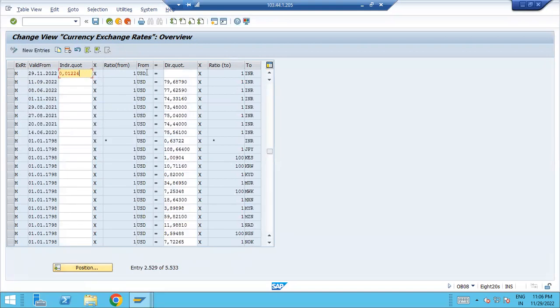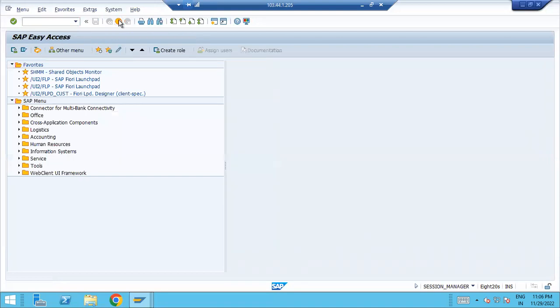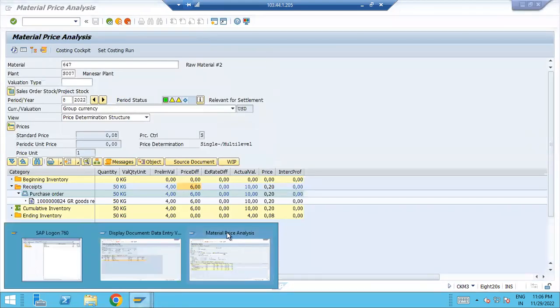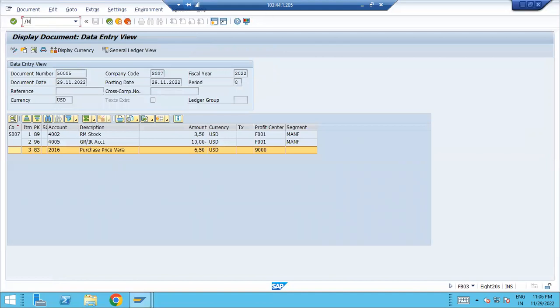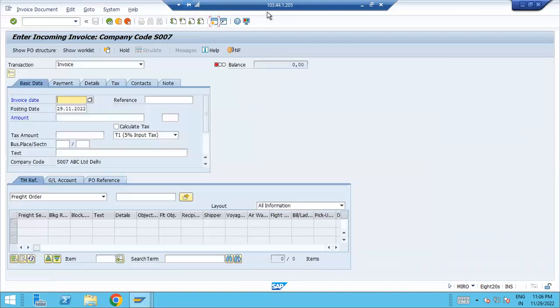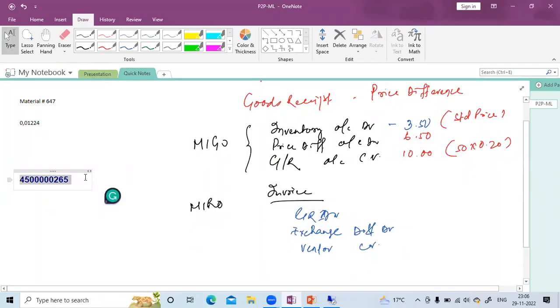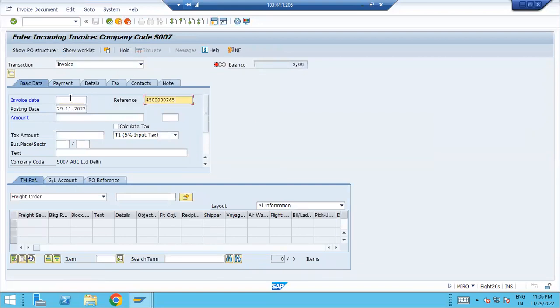Okay, so let's make some changes here. Suppose I take this one 10. This is the rate, let's say updated rate. Assume that I'm processing this one on a different date and the rates are different. Now I'm going to process the MIRO or the invoice with reference to the purchase order. This is my tax code.